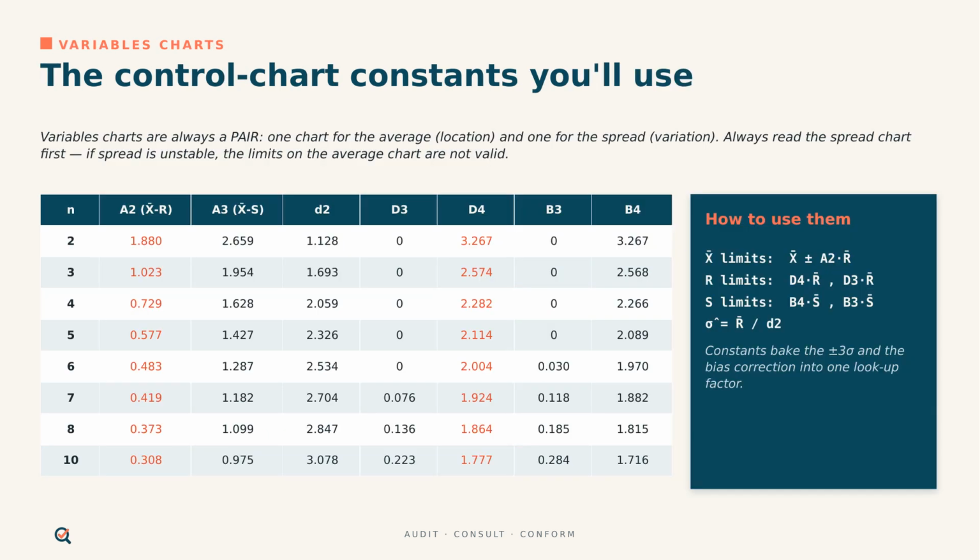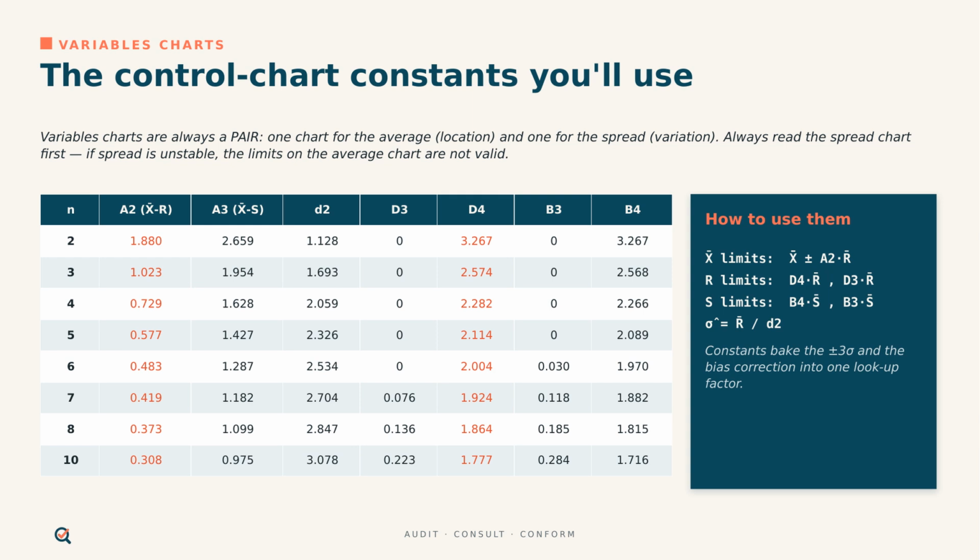Variables charts always come as a pair. One chart for the average, which is the location, and one for the spread, which is the variation. And here's a rule that trips people up. Always read the spread chart first. If the spread is unstable, the limits on the averages chart simply aren't valid.